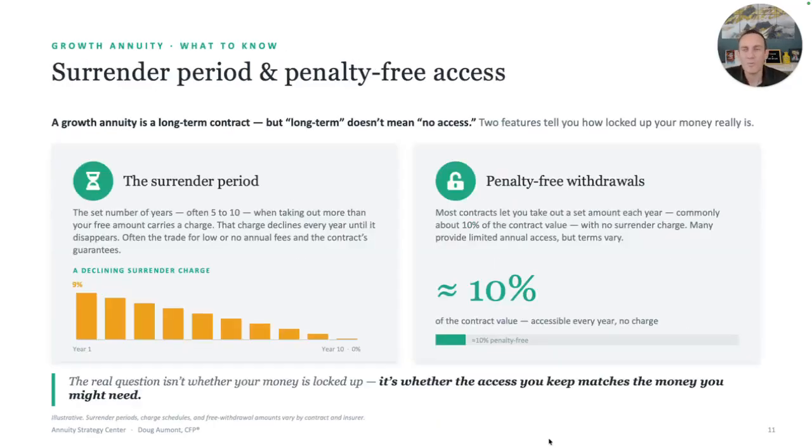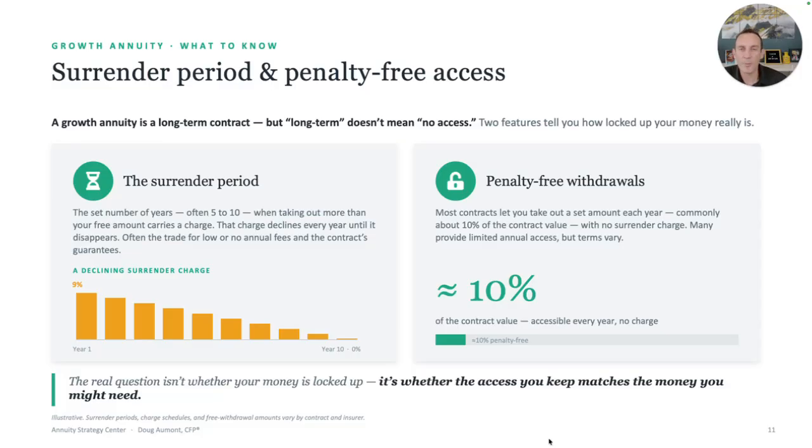All right, so final piece here on the growth annuities. It's very important to know that you are making a long-term commitment with an insurance company, but your money is not fully locked up. There are 2 ways you can access funds. One is with penalty-free access. As we recall from Annuity 101, each annuity is going to have its own surrender period. The surrender period is the time commitment that you've made with that insurance company to keep your funds there. Again, generally speaking, 5 years to 10 years are what we look at.